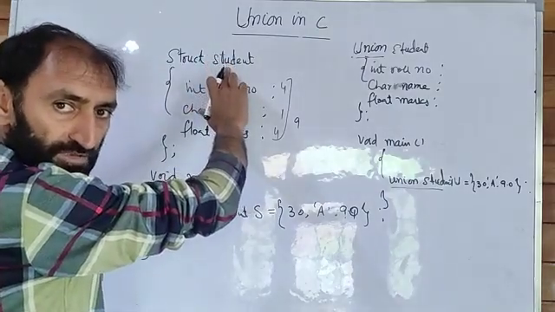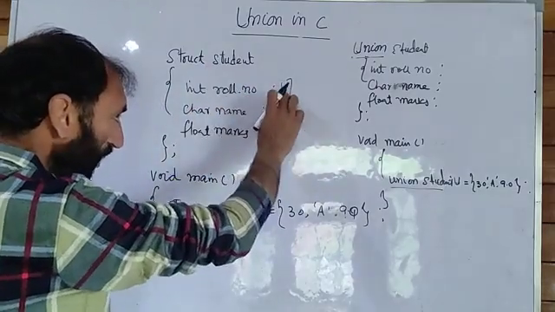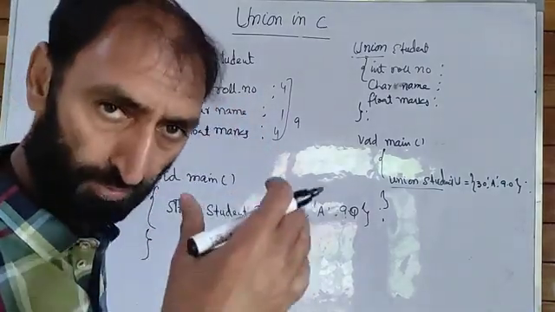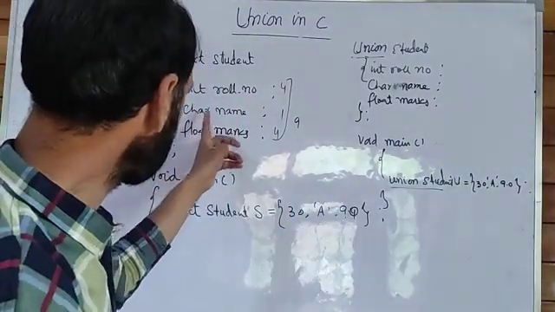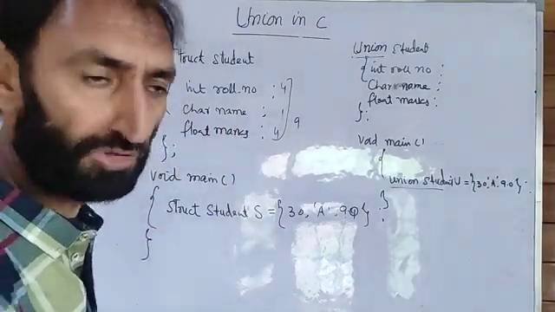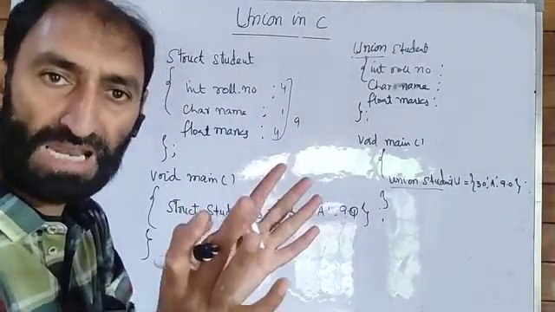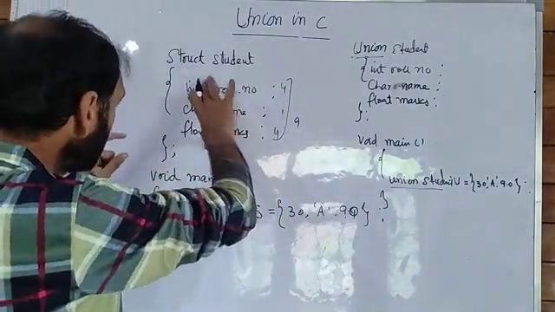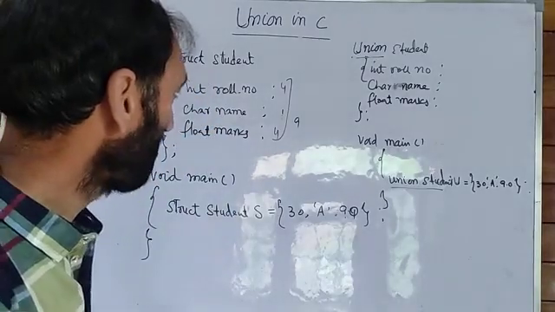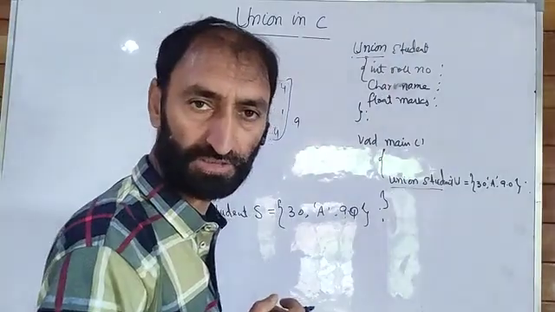We know that because the total number of bytes here: int roll number occupies 4 bytes of memory, character occupies 1 byte of memory, and float occupies 4 bytes. Total of 4 plus 4 plus 1 equal to 9 bytes of memory will be allocated by the memory manager for this structure. And for this union, how many bytes of memory will be allocated?